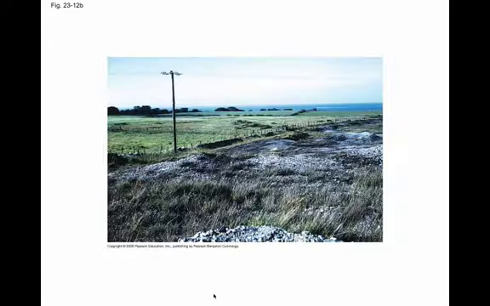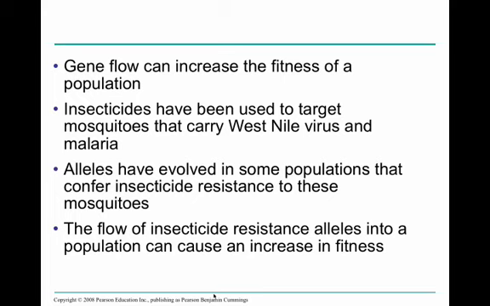Just moving through these diagrams. Okay, so it isn't always negative, of course. Sometimes gene flow increases the fitness of a population. And one example, insecticides have been used to target the mosquitoes that carry the West Nile virus and the protists that cause malaria. Alleles have evolved in some populations that give insecticide resistance to these mosquitoes. The flow of insecticide-resistant alleles into a population can cause an increase in fitness.